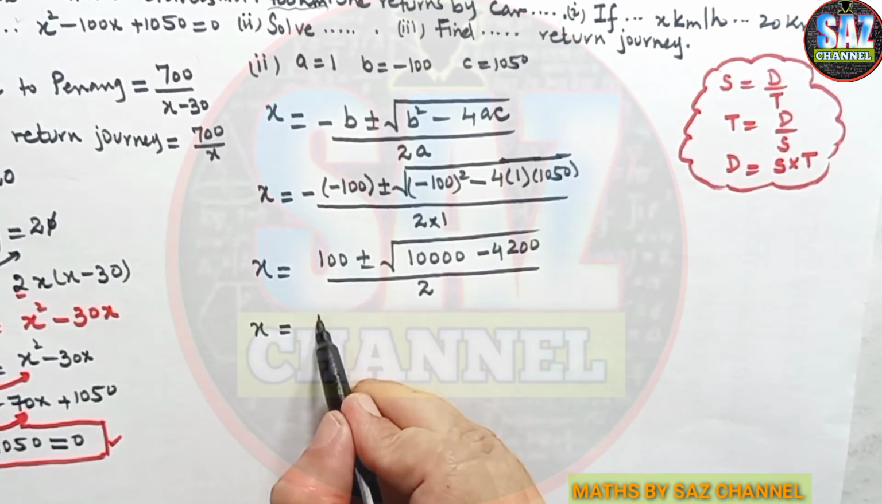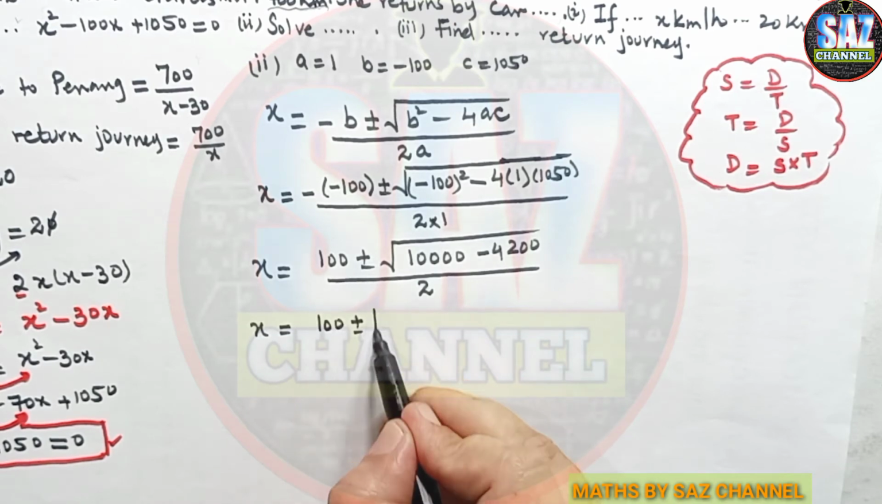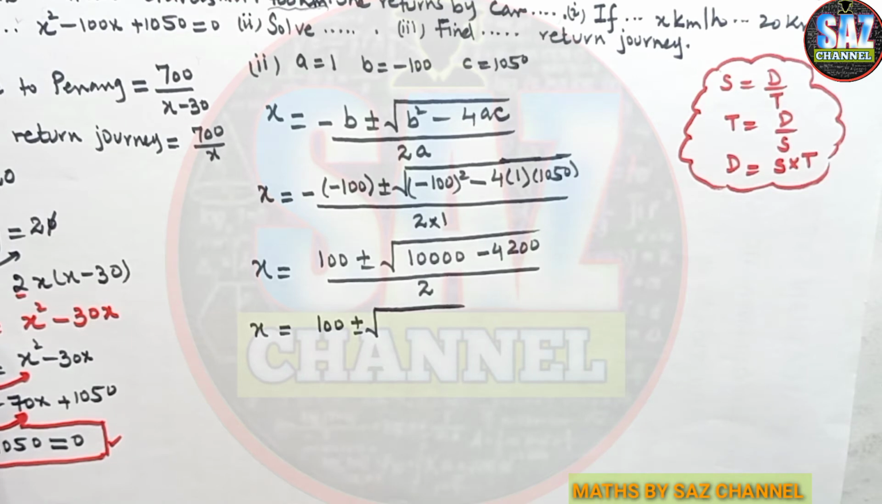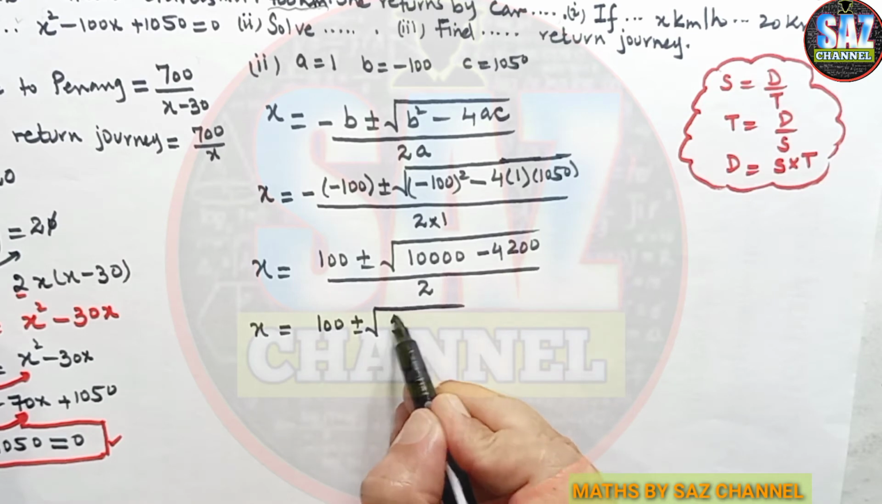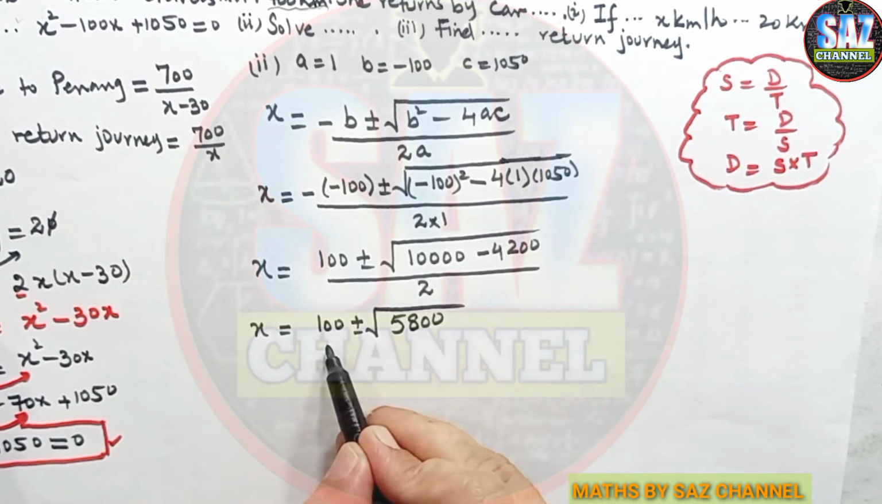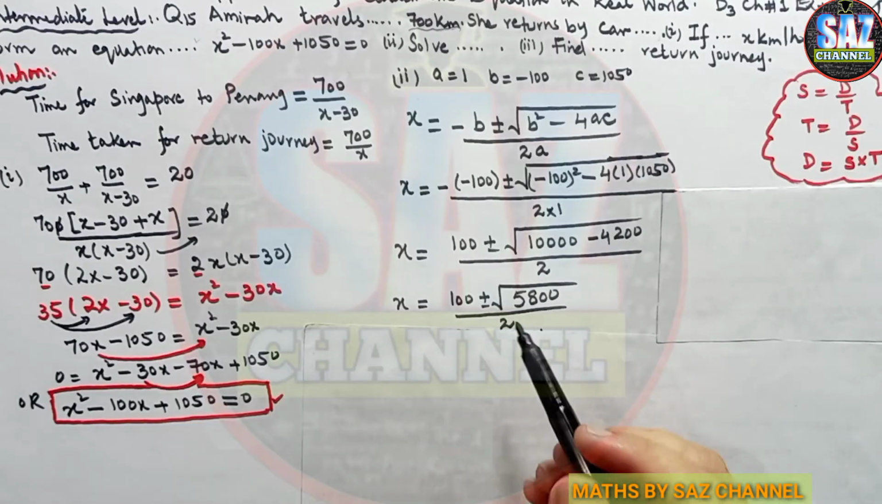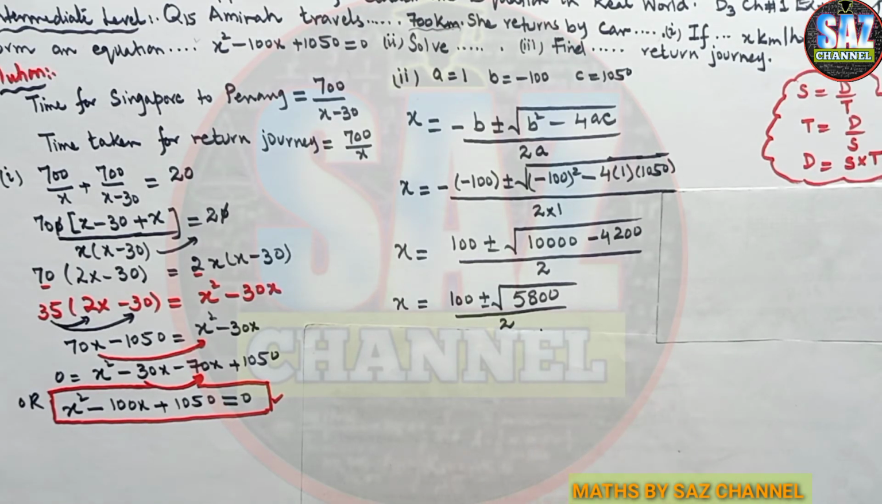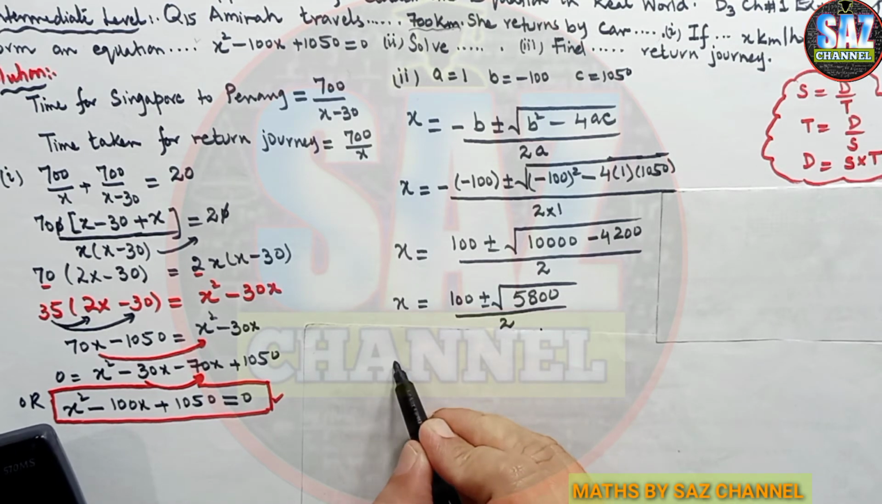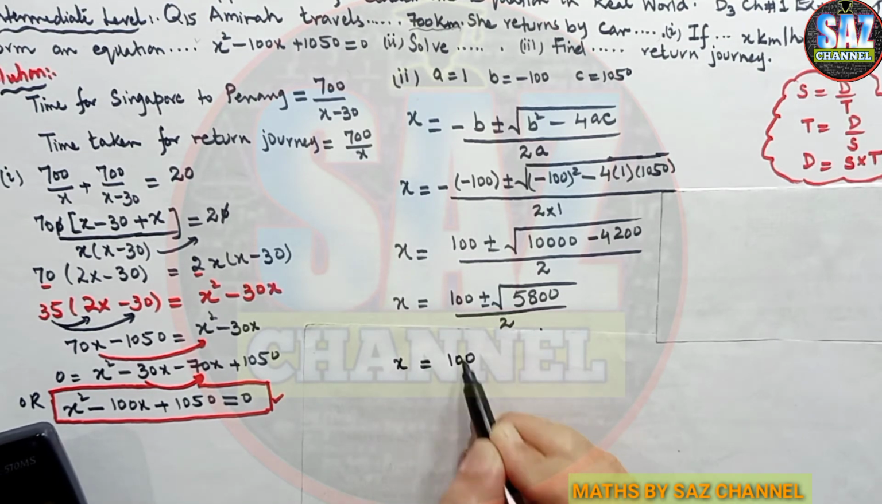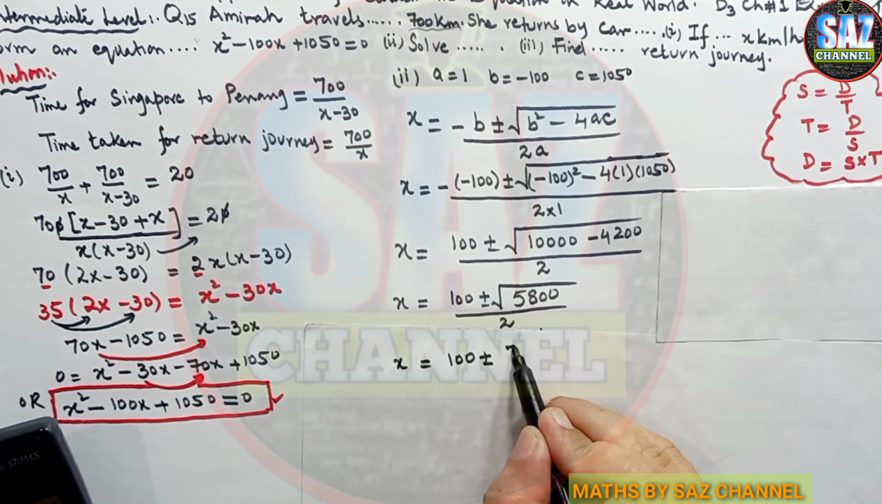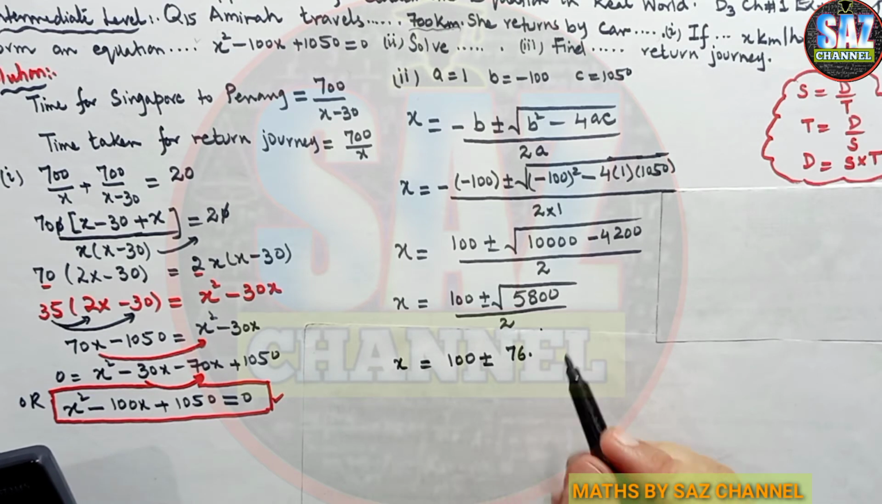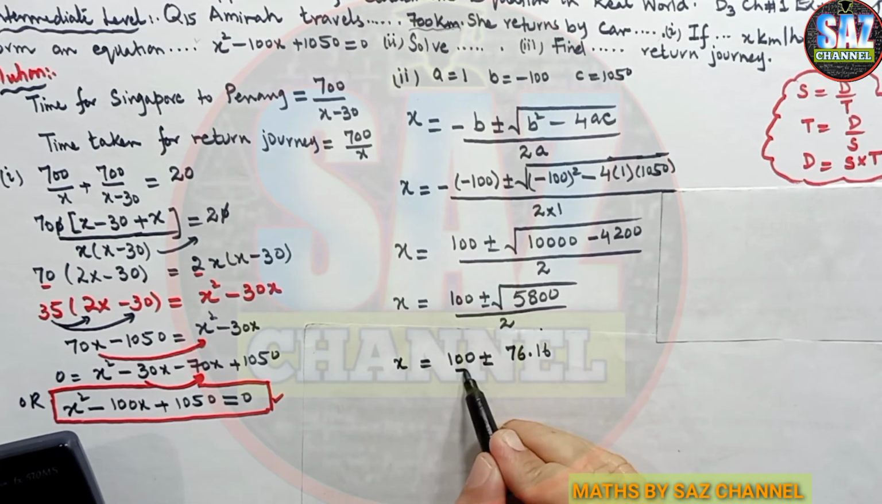x equals 100 plus minus the square root of, take away 4200 from 10,000, and the answer will be 5800, upon 2. Now take the square root of 5800 with a calculator. Square root of 5800 equals 76.157. So x will be equal to 100 plus minus 76.157, upon 2.